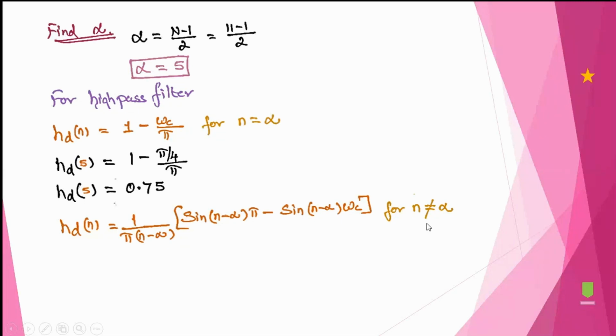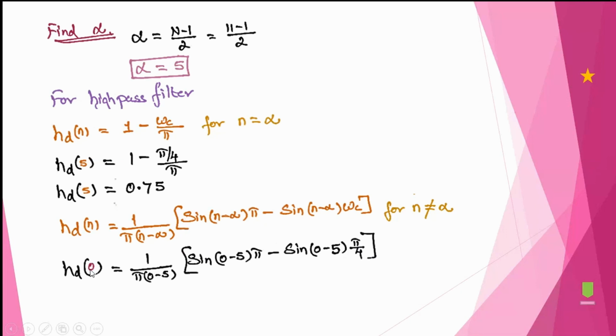Then the next condition is when n is equal to 0. If n is equal to 0, we are going to follow this formula. So HD of 0, instead of n we are substituting 0. HD of 0 is equal to 1 by pi into 0 minus alpha. Alpha value is 5. Sine 0 minus alpha, so alpha is 5, into pi, sine 0 minus 5 into omega c. What is our omega c? Pi by 4. So this is the condition for n is not equal to alpha.